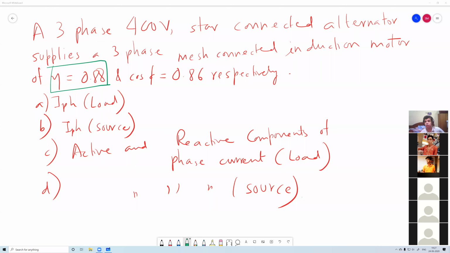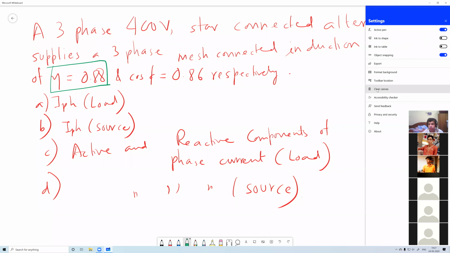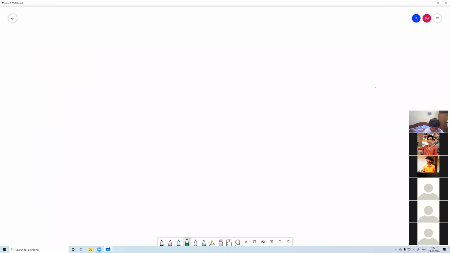Okay, good. So Amit Sasa is right. Output power by input power. So this ratio is 0.88. Good. So how to approach this problem? Can I delete it because I think you have noted the problem? I don't have any space to solve. Okay. So I clear it.